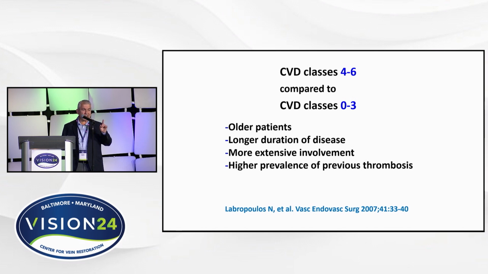If you look at people who have class 4 to 6 disease, skin damage, versus the earliest stage, the 4 to 6 group are older patients, have longer duration of disease, more extensive involvement, and higher prevalence of previous deep vein thrombosis. Not all of them, but if you look at the literature, people who have an ulceration, in our study, 17 to 52%, with a median value of 33%, have a previous deep vein thrombosis, and this is something to think about.